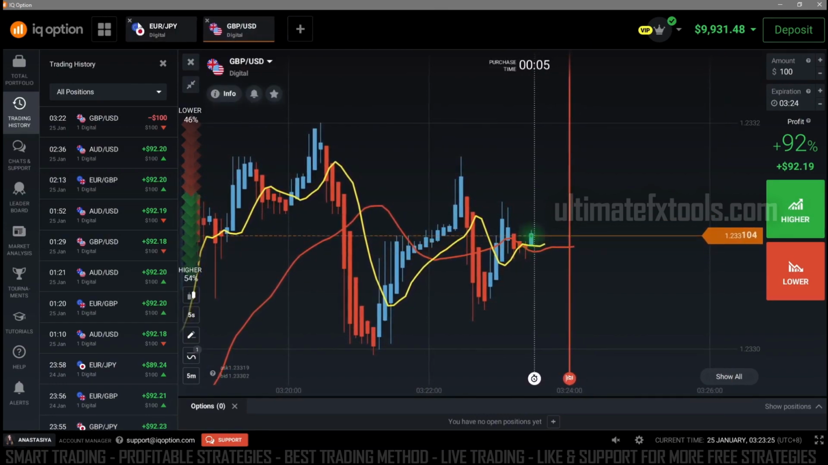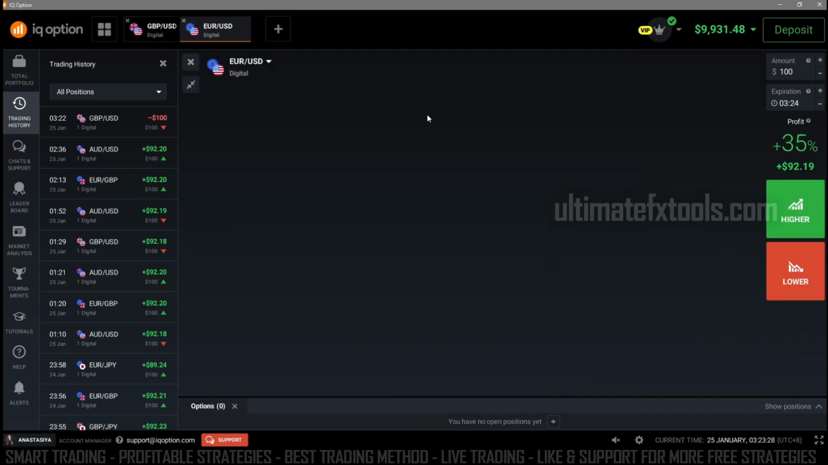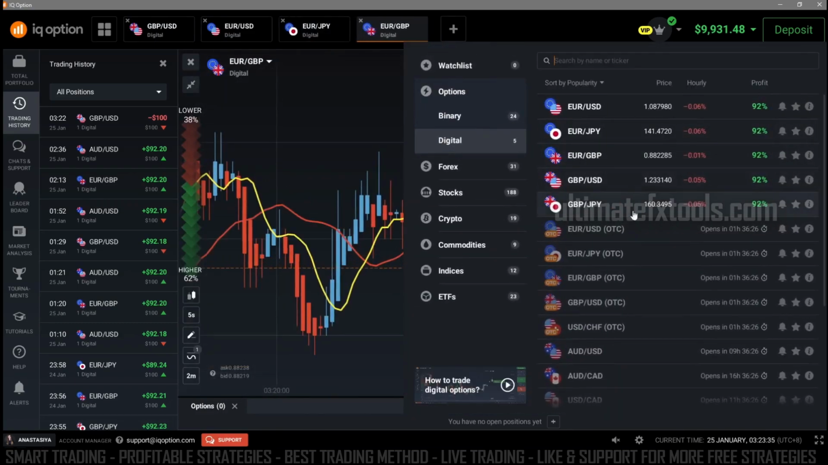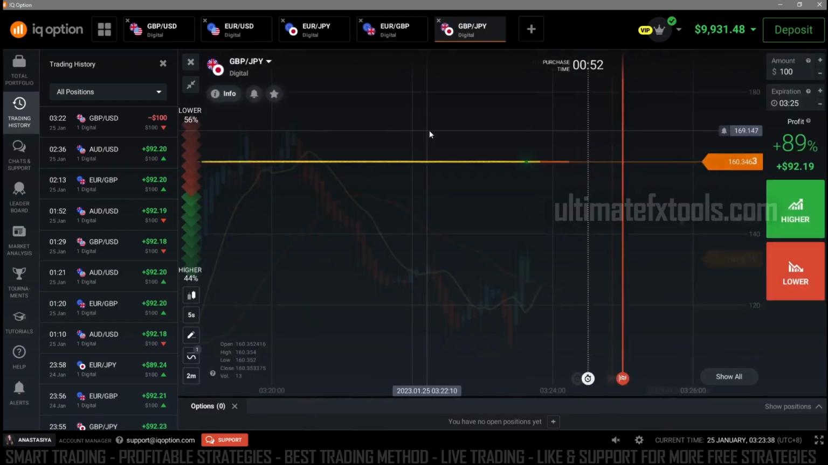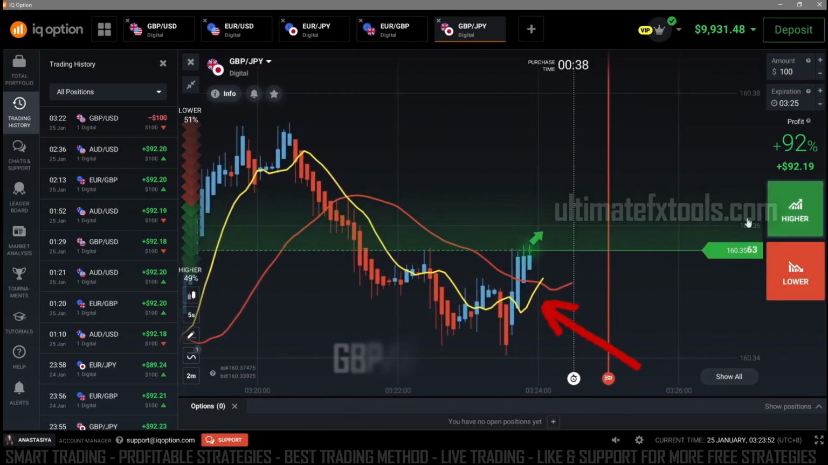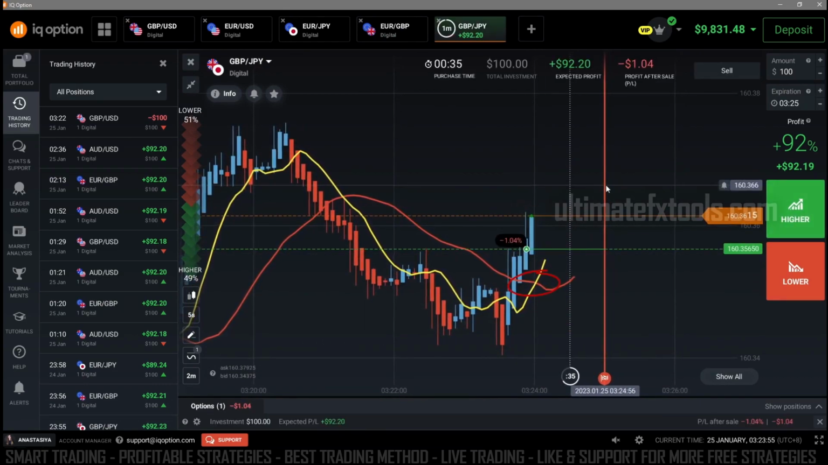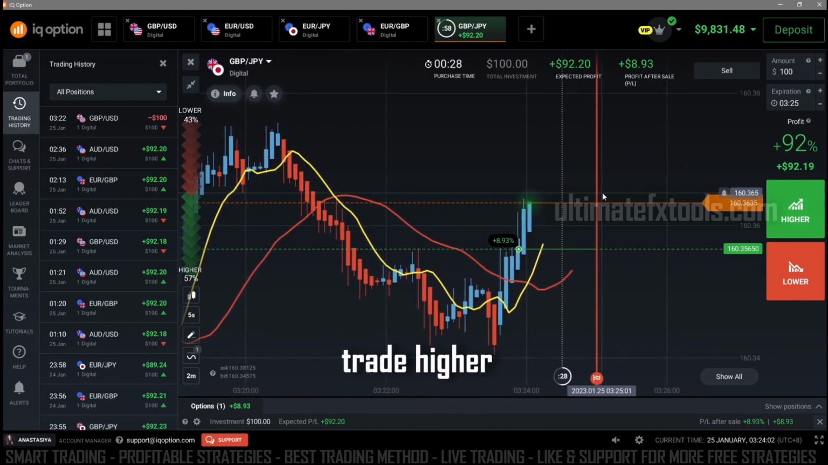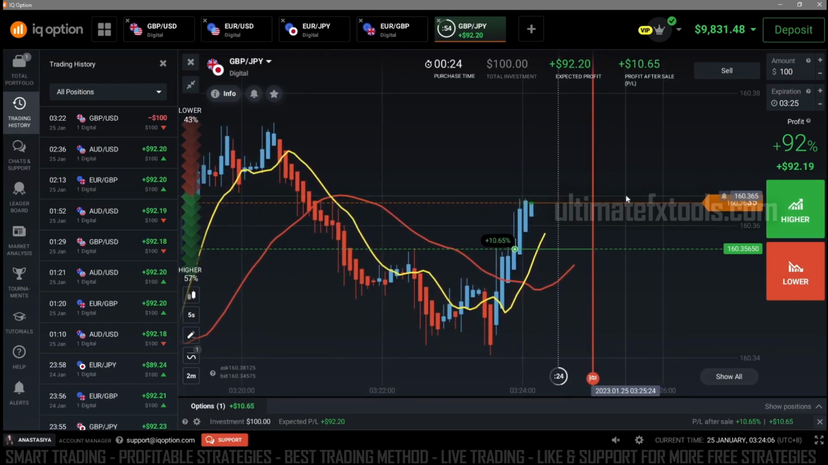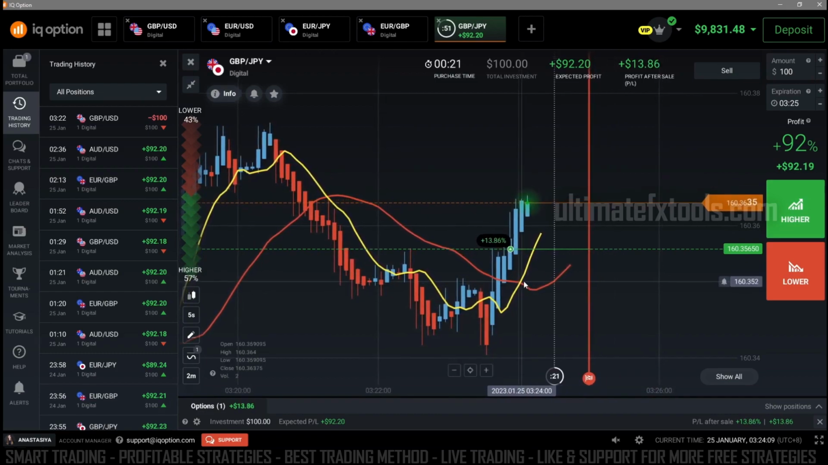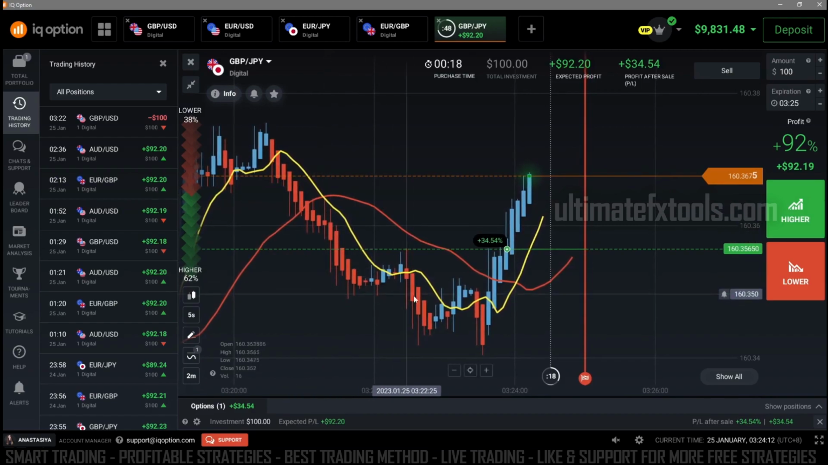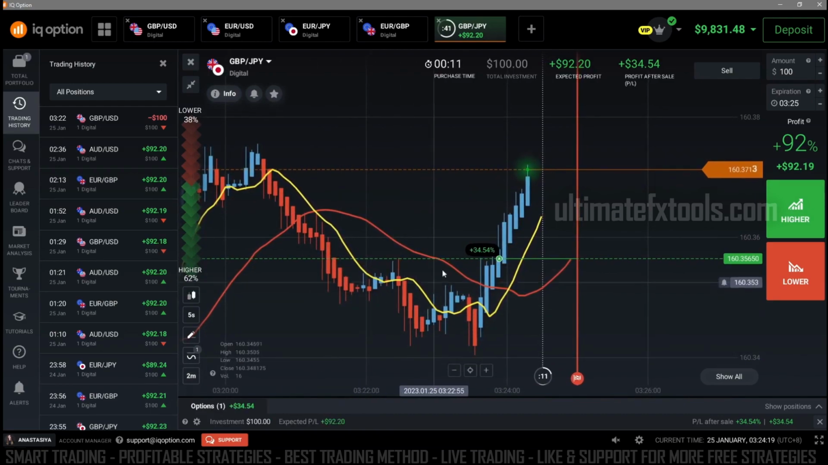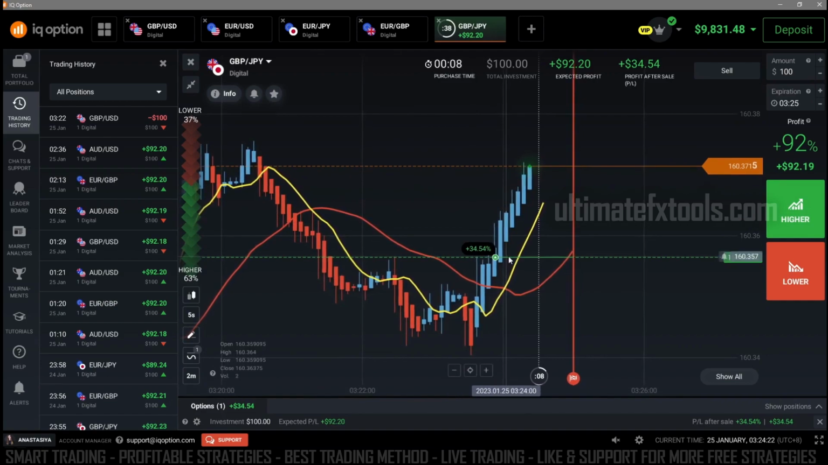Let's add a currency to start trading. Take a look at the GBP/JPY: our yellow line, or Lips, tends to cross below the Jaw, or the red line. It is the best time to trade and go for higher. As you can see, our trade is going up. High chance to win the trade.